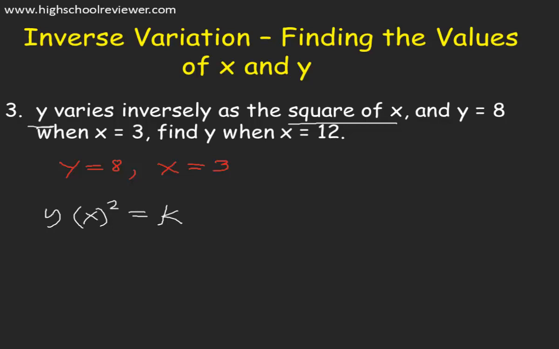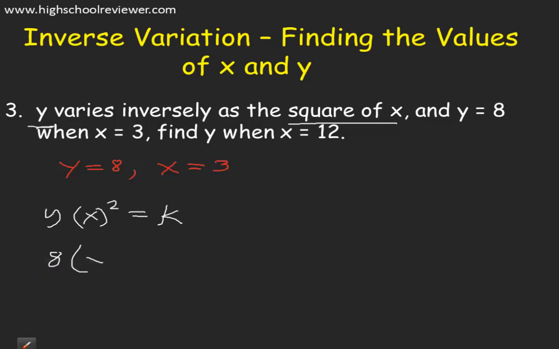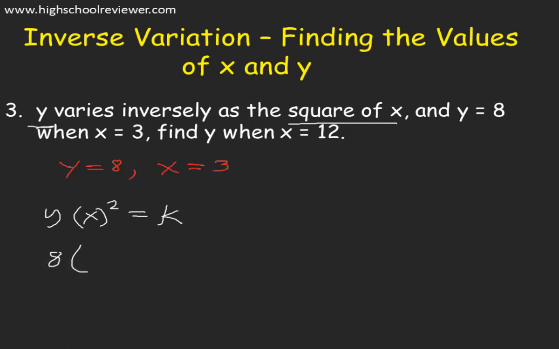So we have y, that is 8, and our x here is 3. So x there will be 3 raised to the power of 2 equals k. So 8 multiplied by 9 equals k. So our k here will be 72.